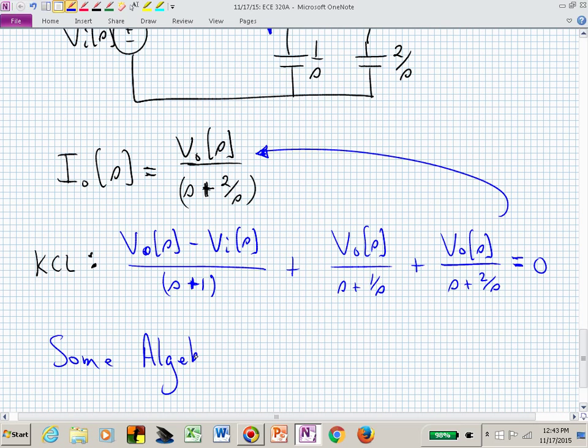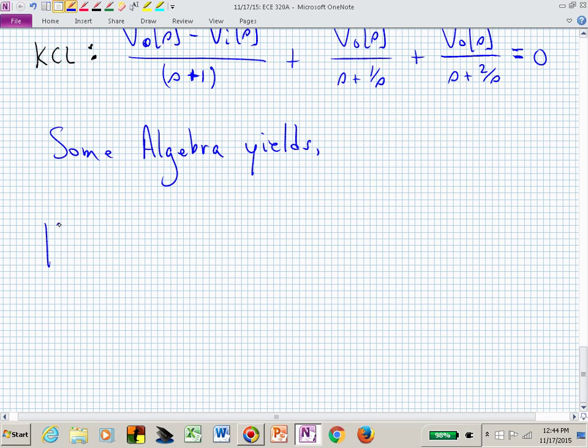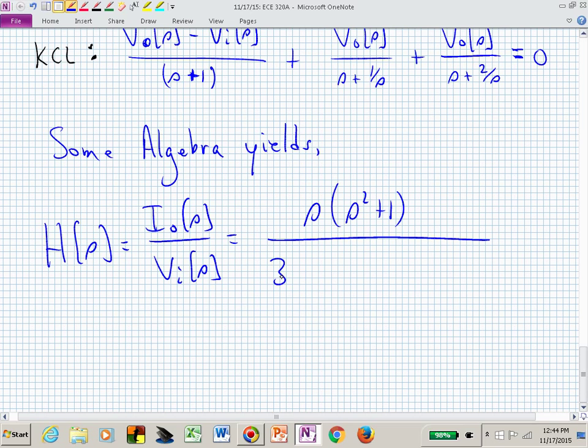So if you use some algebra between the blue equation and the black equation, you don't need to get black and blue by solving that, but you'll get H of S equal to I sub 0 of S over V sub I of S, which is equal to S squared plus 1 over 3S to the 4th plus 2S cubed plus 6S squared plus 3S plus 2. Did everyone get that in their quiz answer? Just a little algebra. Yes.